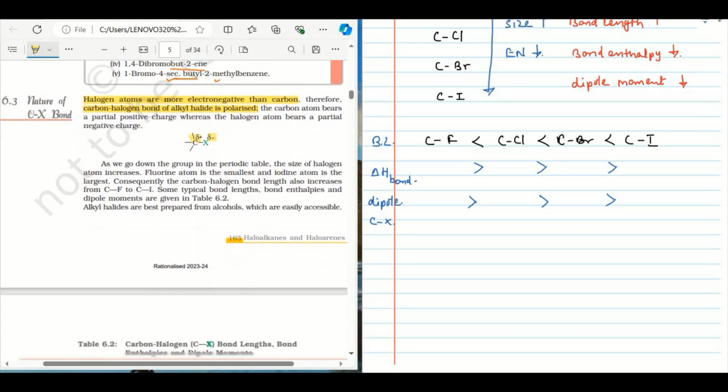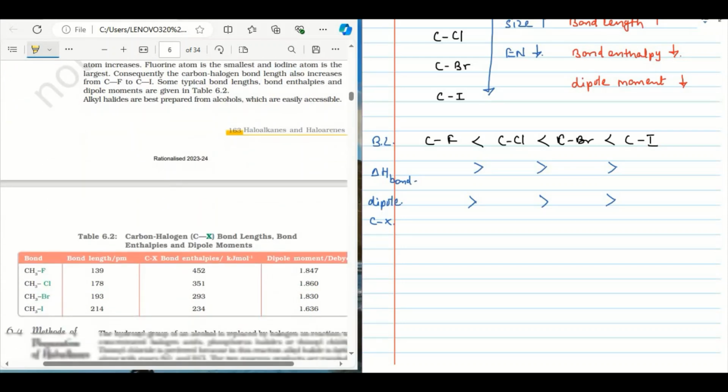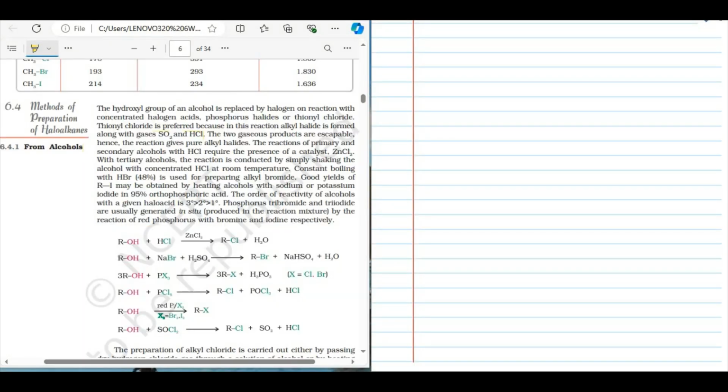Now come to the next point. Alkyl halides are best prepared from alcohols, which are easily accessible. Today we are going to learn about methods of preparation of haloalkanes from alcohol. So let's read from the book. The hydroxyl group of an alcohol is replaced by halogen on reaction with concentrated halogen acid, phosphorus halide or thionyl chloride.